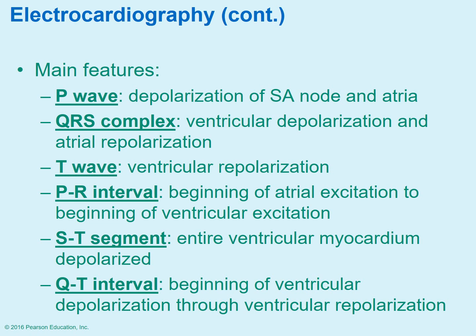The P to R interval is the beginning of the atrial excitation to the beginning of the ventricular excitation. And then the S to T segment is when the entire ventricular myocardium is depolarized. And the Q to T interval is the beginning of the ventricular depolarization all the way to ventricular repolarization.